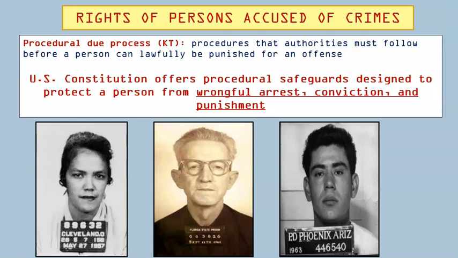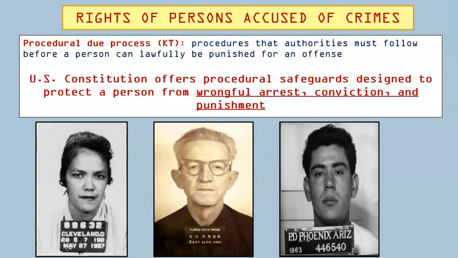So it says the U.S. Constitution offers procedural safeguards designed to protect a person from wrongful arrest, conviction, and punishment. So normally I would show you the 3 clips involving these individuals, but I will just send you the links for those so that you can watch them yourself.